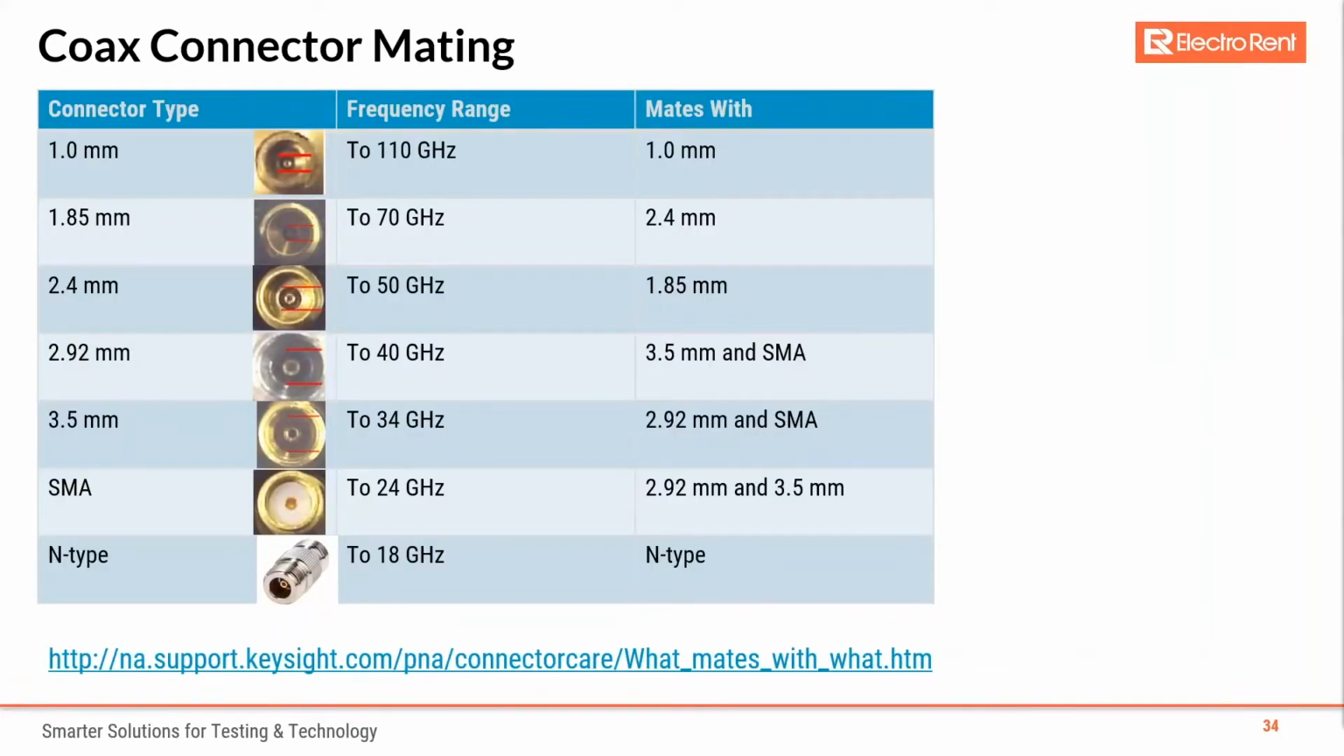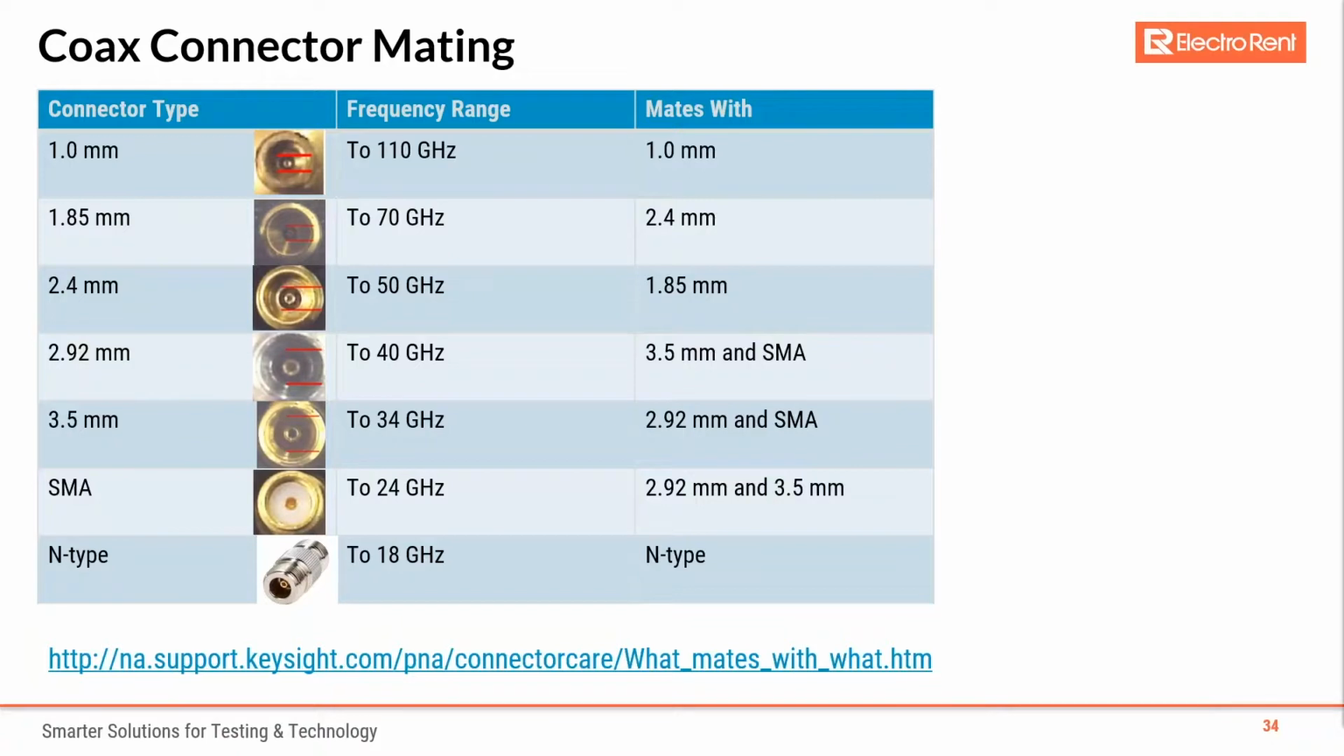So what mates with what? Here's an example from Keysight of a slide called What Mates with What, which shows the various types of coax connectors that can mate. As you can see here, the N-type connectors can only mate with themselves. SMA and 3.5 millimeter connectors and 2.92 millimeter connectors can all mate together.